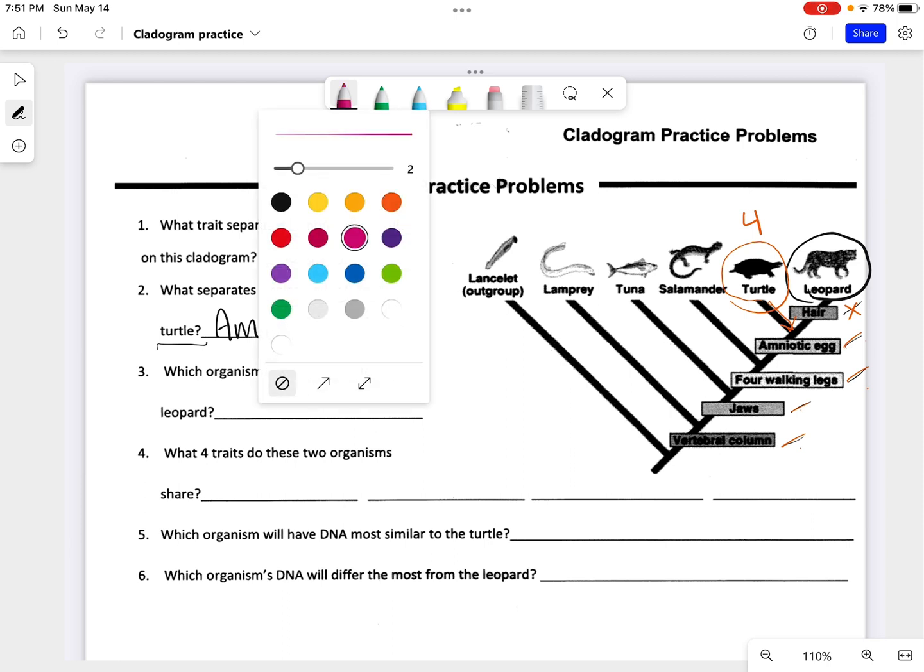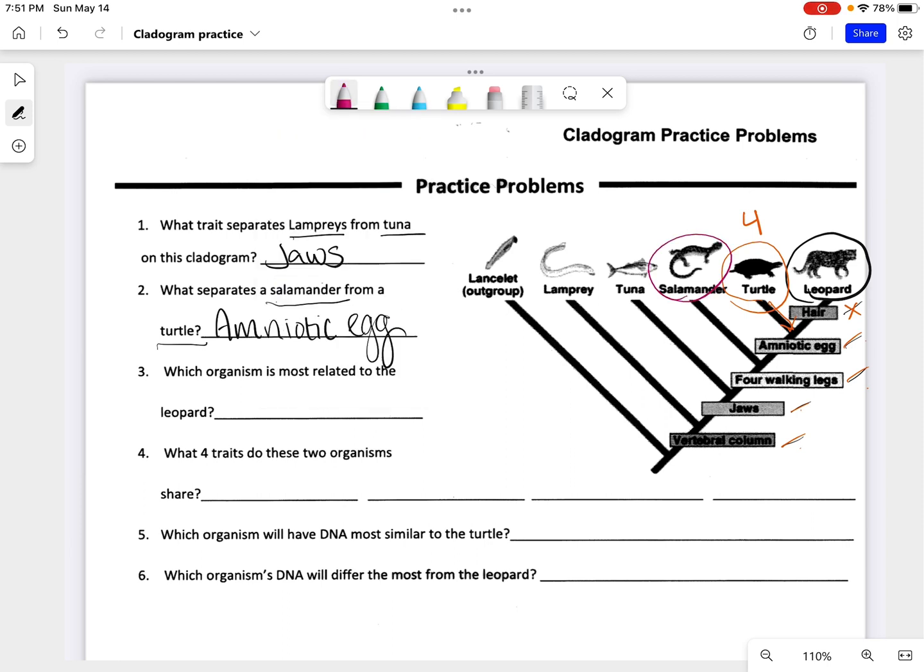Change my color one more time. Let's look at the salamander. I'm going to follow his branch down to the main line. The salamander does not have hair. He does not have an amniotic egg, but he does have 4 walking legs, jaws, and a vertebral column. So he shares 3 traits.